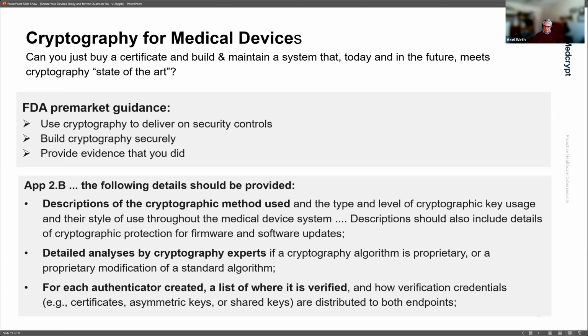And then, of course, you need to make sure that for each authenticator that you have created, you have a list where it is verified and how, for example, how credentials will be verified, whether those are certificates, symmetric, asymmetric, shared keys, whatever. How do you distribute those to your devices in your production environment, and all these types of questions. Next, please.